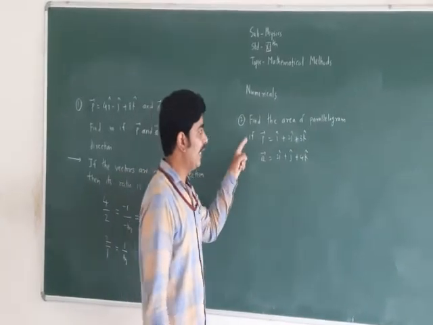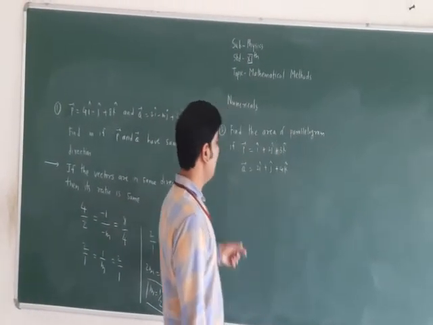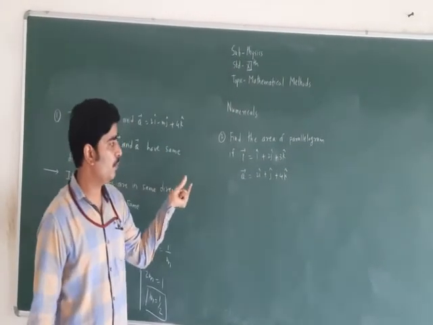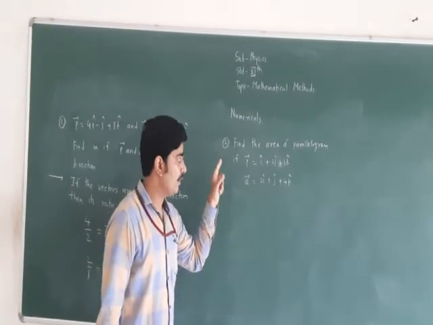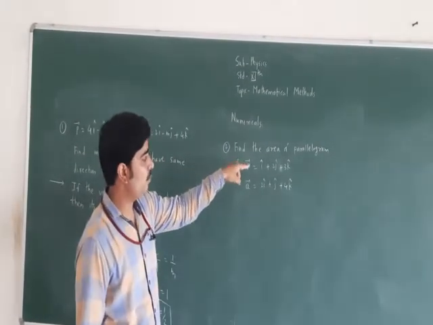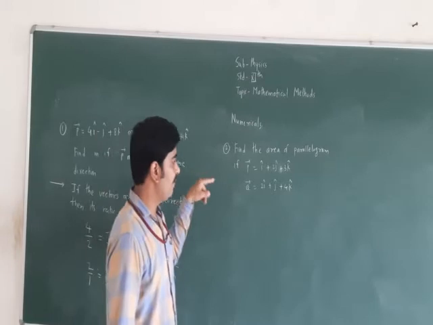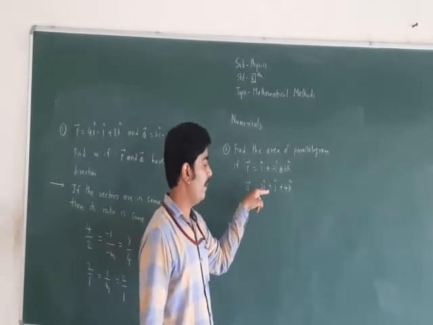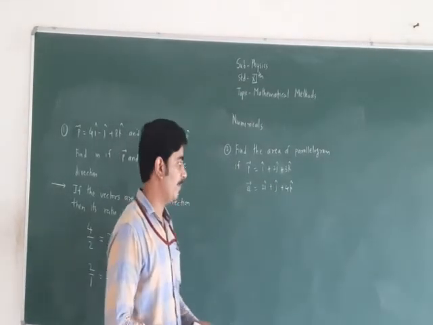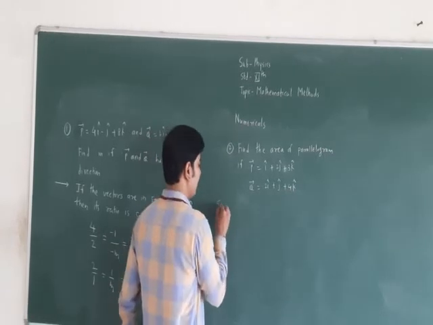Find the area of parallelogram if vector P and vector Q are given. So what is vector P? Vector P is i cap plus 2 j cap plus 3 k cap, and vector Q is equal to 2 i cap plus j cap plus 4 k cap. Okay, now I am going to write the solution.